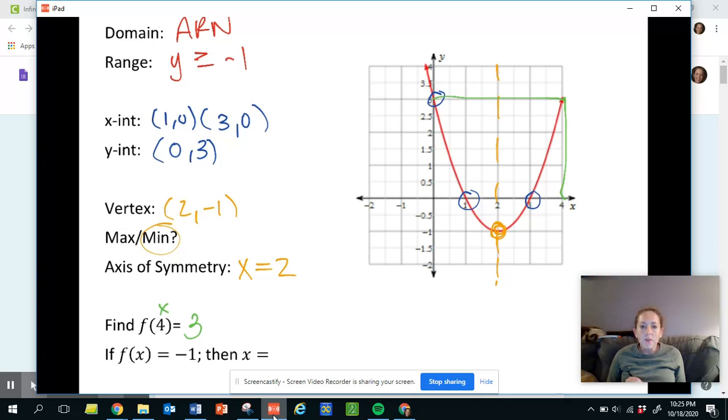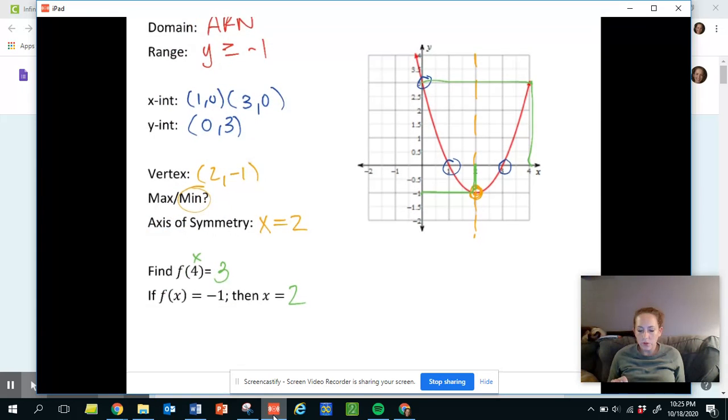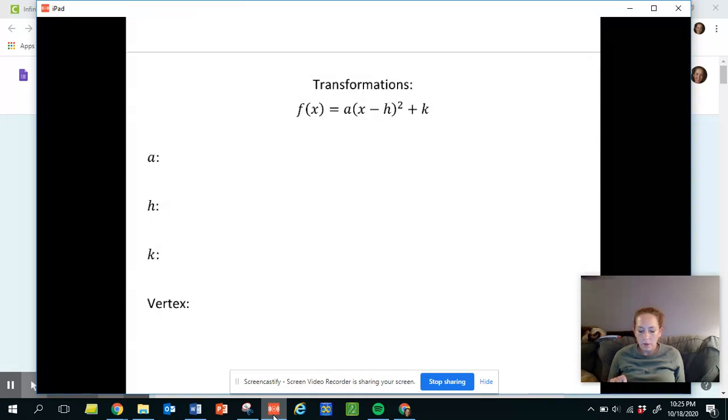And then here they say if f of x equals -1, then what does x equal? So the fact that they're asking you for x should be a pretty good giveaway that they've given you y. So when y is -1, in this case, x is 2. So that's just a refresher of stuff we should already know.